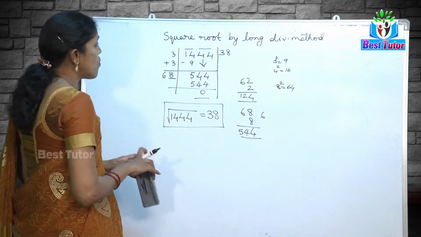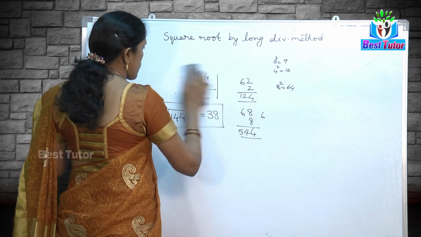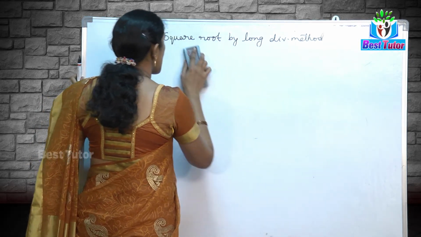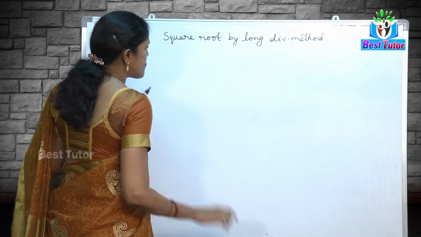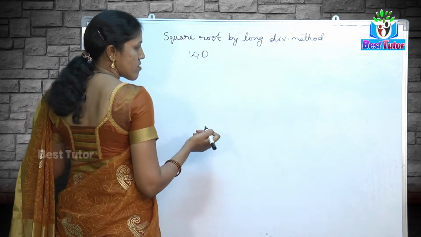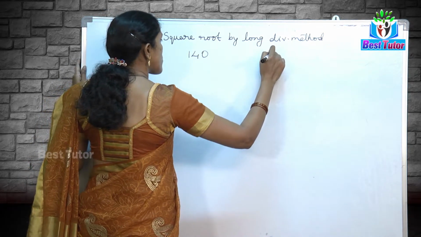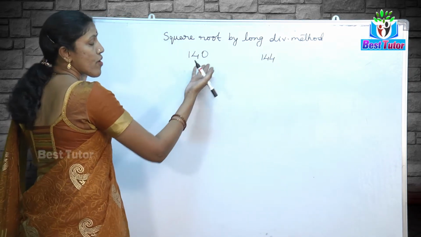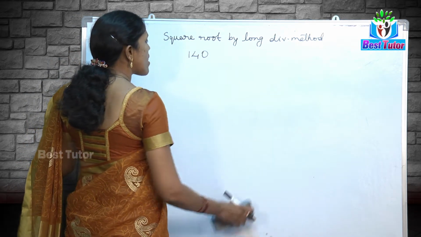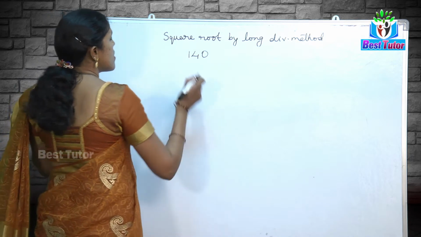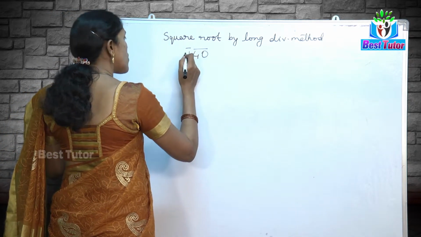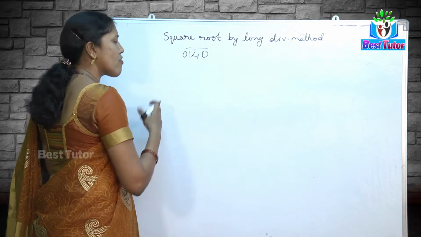Okay. What if the given number is a non-perfect square? How do we find the square root? Let us choose a simple example. 140. In the previous examples we checked that 144 is a perfect square. So 140 is not a perfect square, we know that. Let us find the square root of 140 using the long division method. The first step, pairing of numbers. Here 1 is going to be alone, it can be written as 01 or 1 as such.